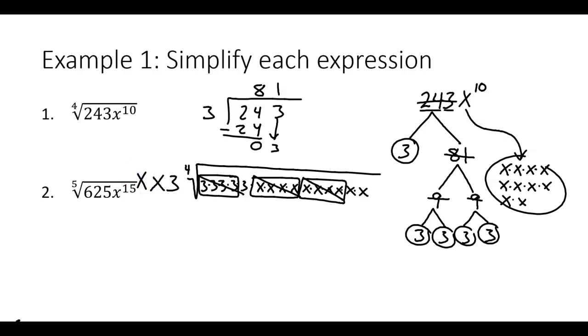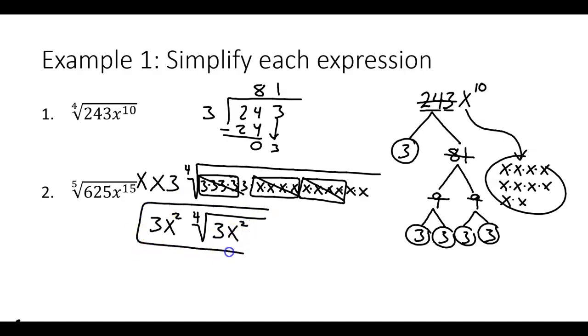So on the outside, I have 3x squared. And on the inside, I have a 3 with 2 x's, which is 3x squared. And that's as simple as that one gets. Okay? So that's how we do nth roots. A lot like square roots, you break it down. The only difference is that you take out 1 for bigger groups instead of just groups of 2.